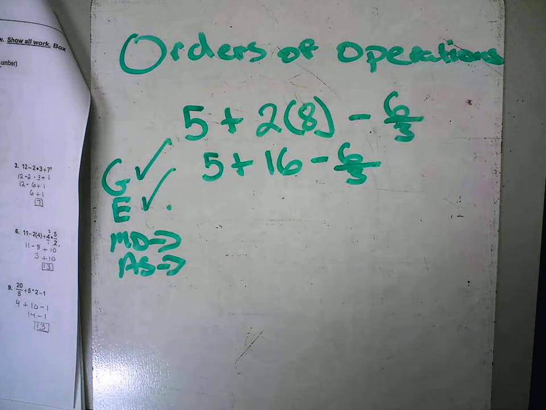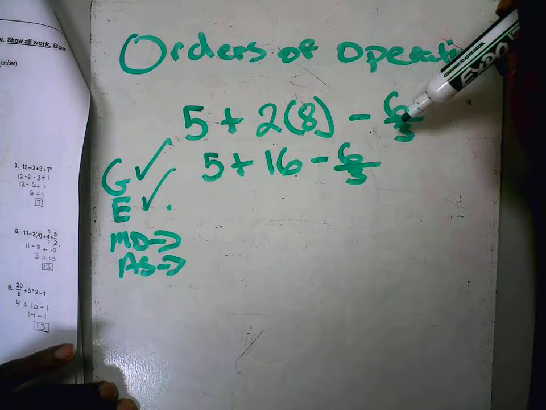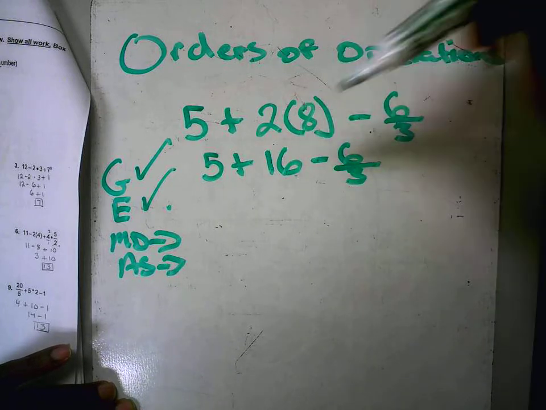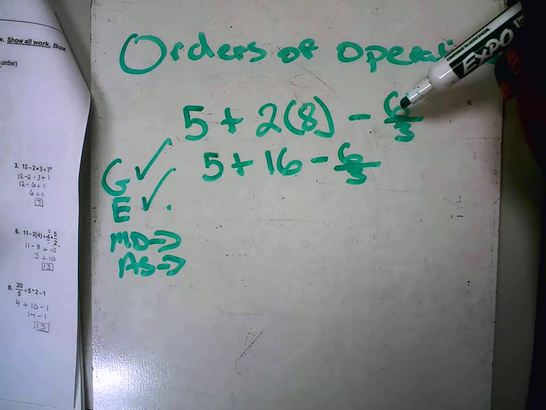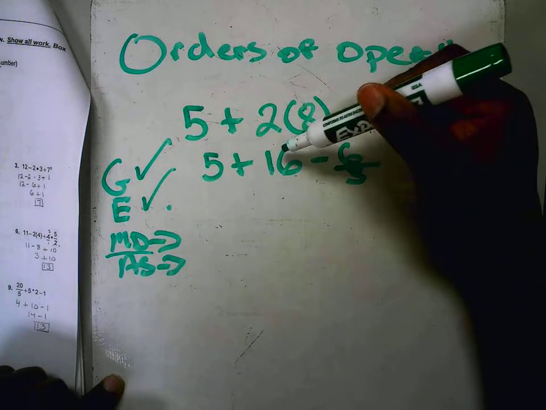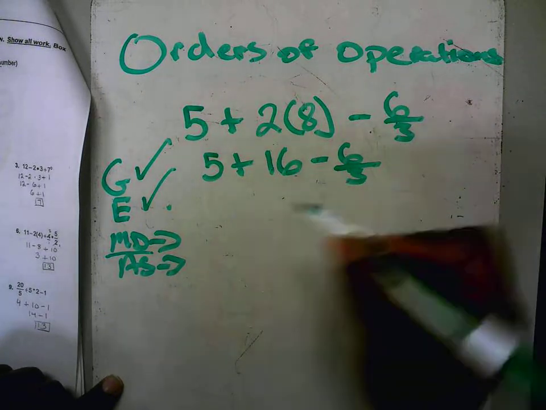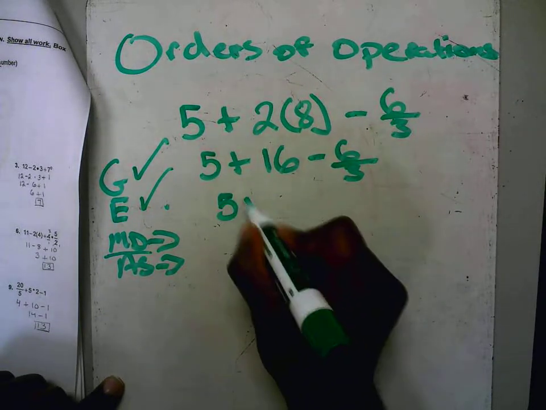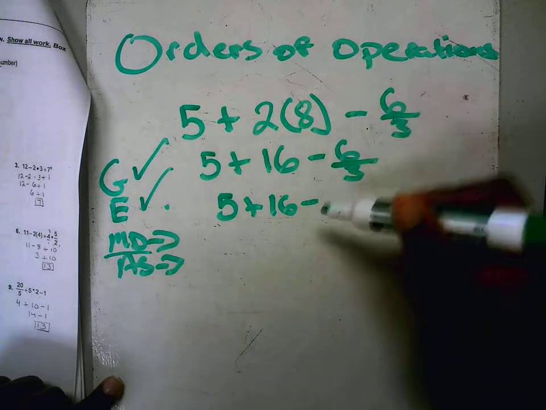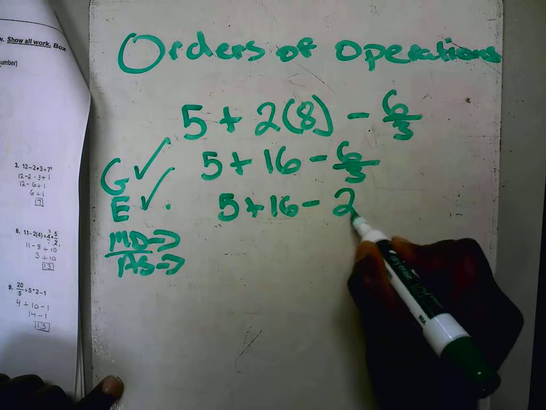I do not want you to do more than one operation at a time. Okay? Do one operation at a time. Do not do multiplication and division on the same row just because you say, oh, it's on the same row of our checklist. Do only one operation, so that's 2 times 8, which is 16. Now we come down, we write everything down again. 5 plus 16 is subtracted by 6 divided by 3, which is 2.